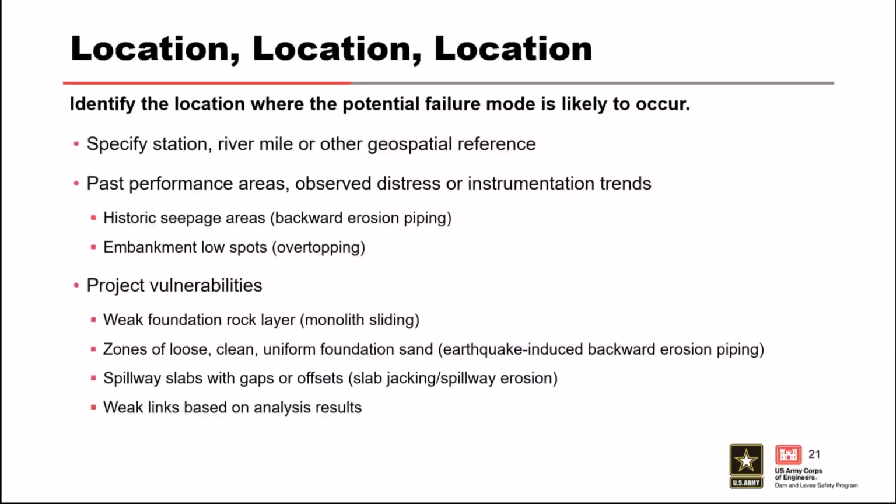Finally, project vulnerabilities can also be used to identify locations for potential failure modes. Examples of project vulnerabilities could be weak foundation rock layers that are susceptible to sliding for concrete monolith stability PFM, zones of loose foundation sand that are susceptible to liquefaction, maybe for a seismic slope instability PFM, concrete spillway slabs that contain known gaps or offsets for a slab jacking and spillway erosion PFM, or areas of the embankment that are shown to be weak links based on analysis results. All of these things can help us to hone in on a location for our potential failure modes.